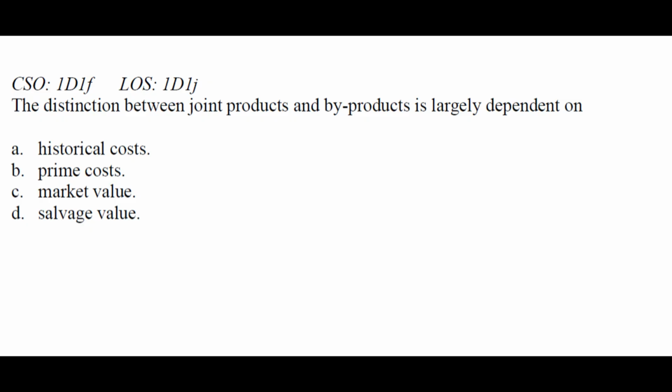C. Market value. Correct. The distinction between joint products and byproducts is largely based on relative market value at the split-off point. Products with substantial market value are classified as joint products, while those with insignificant value are treated as byproducts. D. Salvage value. Incorrect. Salvage value is not relevant to classification in joint processing. It relates more to asset disposal.